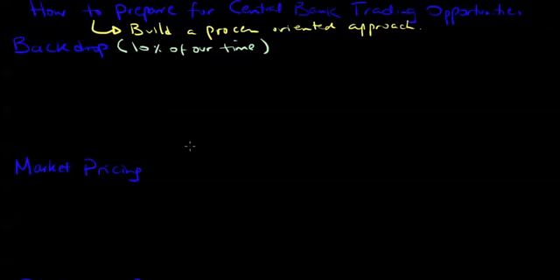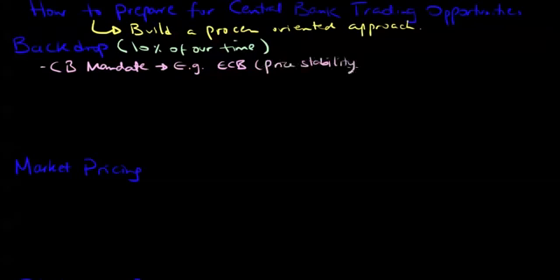Now, what is the backdrop? What is it essentially that we're looking for in the backdrop from a preparatory standpoint? Well, we just want to cover the main things, like what is the central bank mandate? Obviously, if you've been trading for a very long time, you might already know that. But for the ECB, for example, it's price stability. Or for the Fed, it's a dual mandate. They've got a dual mandate of employment and price stability.